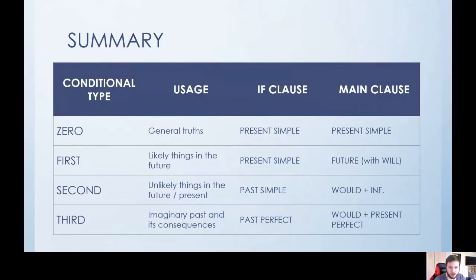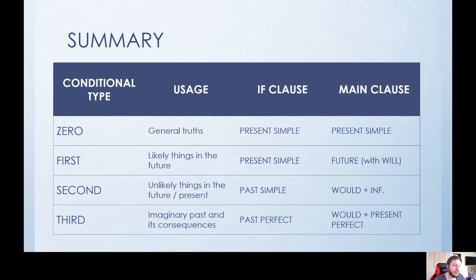Okay, so we have four basic types of conditionals in English. We have zero conditional, the first conditional, the second conditional, and the third conditional. When do we use them? We use the zero conditional when we talk about general truths, general fact, something that is always true. Okay, if you add 2 and 2, you get 4.